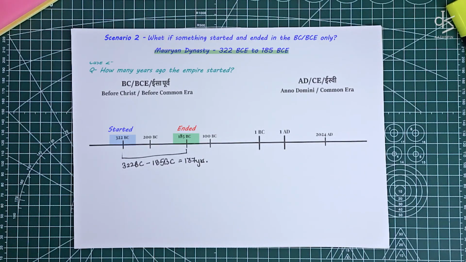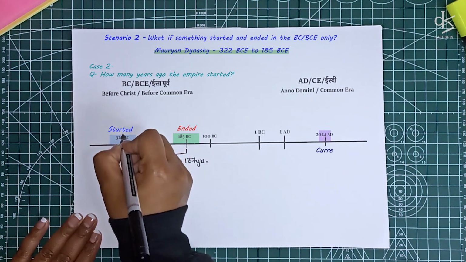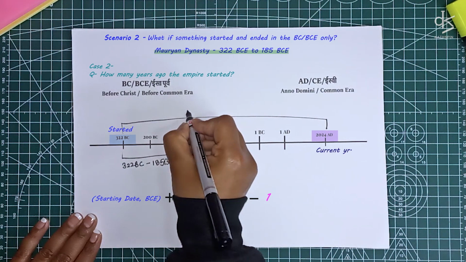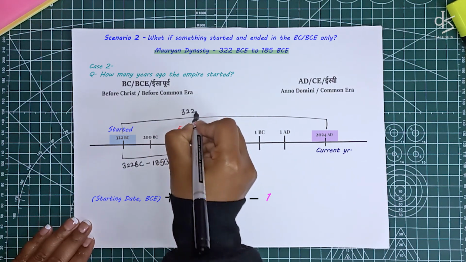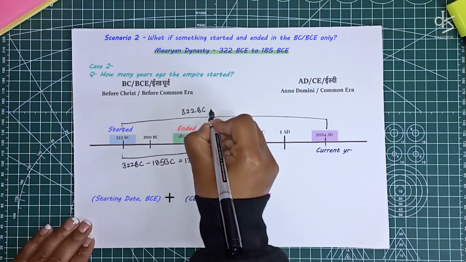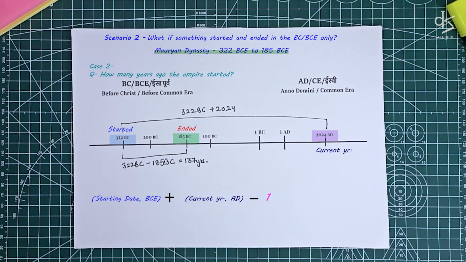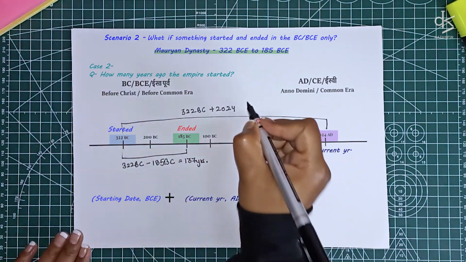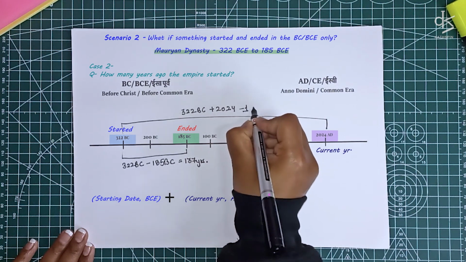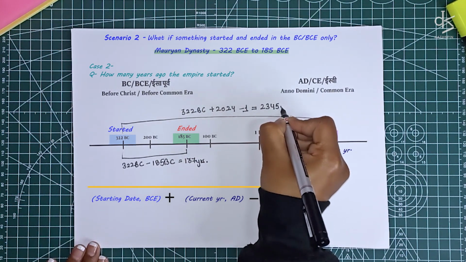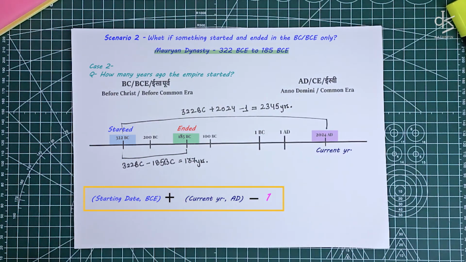Case 2. If you want to calculate how many years ago the Mauryan Empire started from the current year, first we add the BCE date to the current year, which is 322 BCE plus 2024 AD. That gives us 2346. Then subtract 1. It will give you 2345. We can say 2345 years ago, the Mauryan Empire started.